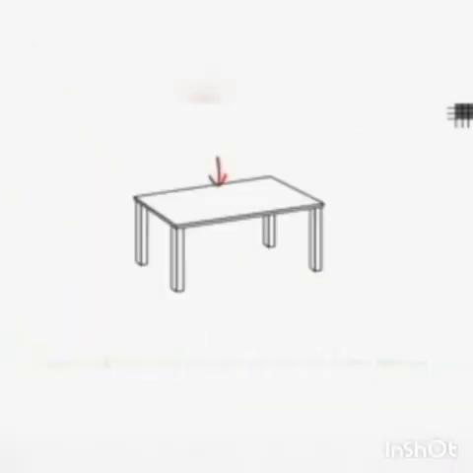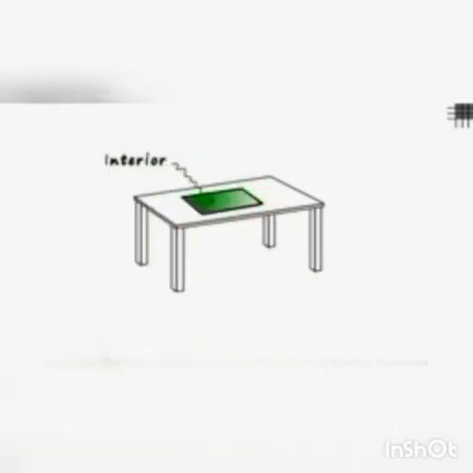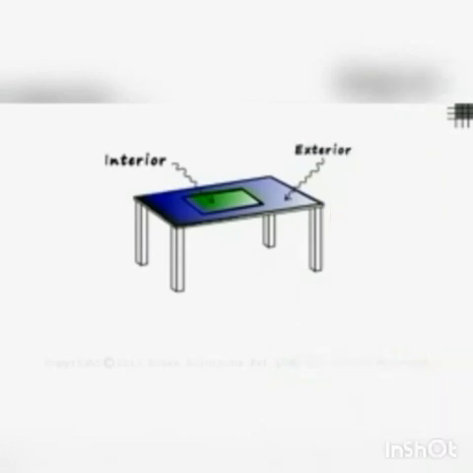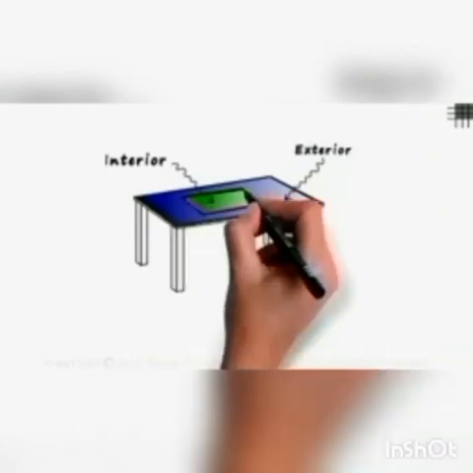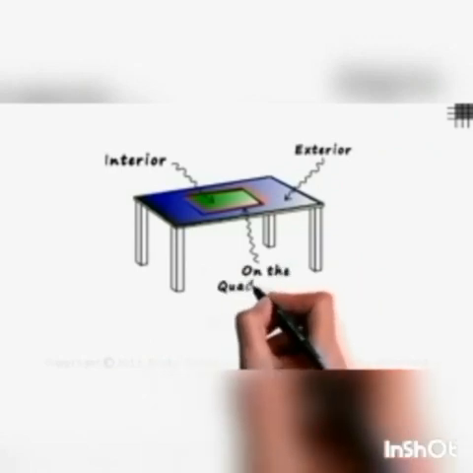Next, consider the table as a plane surface. Draw a quadrilateral on the top of it. Then, the green color inside is the interior portion. The blue color outside is the exterior portion. And the red color on the boundary is the portion of the quadrilateral.